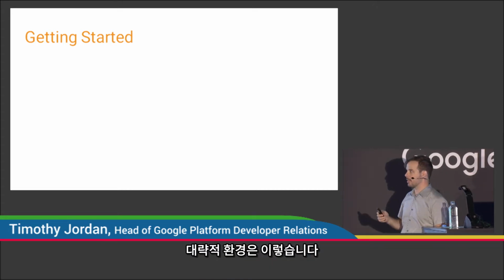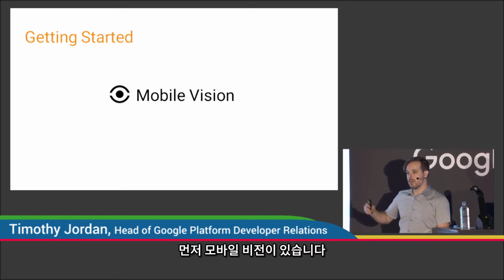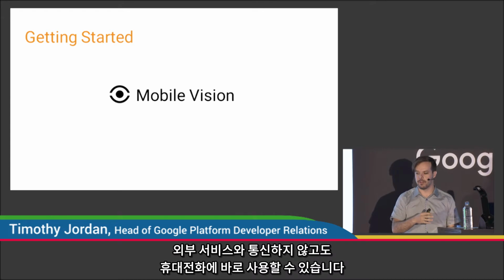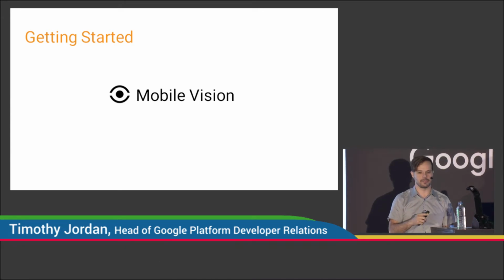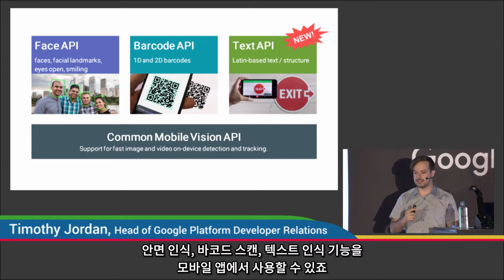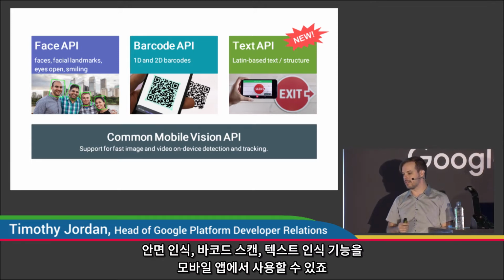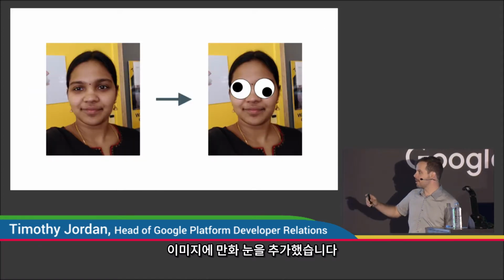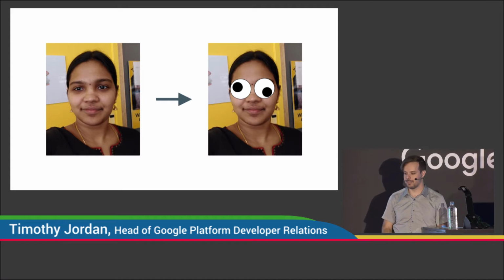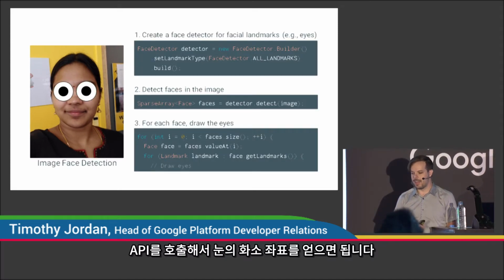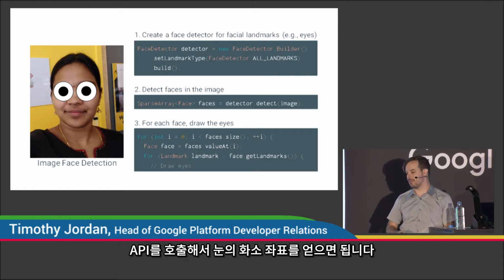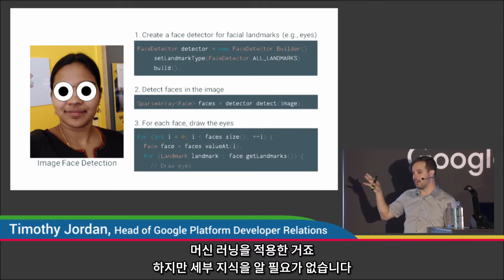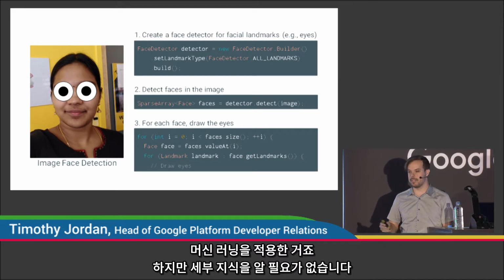And the landscape, it looks like this. First, there's mobile vision. It's ready to go, and it runs locally on the phone without needing to communicate to an external service. You can detect faces, scan barcodes, recognize text, all within your mobile app. Here's an example of adding cartoon eyes to an image. And to do this, it's as easy as calling an API to get the pixel coordinates of the person's eyes. Now, this is powered by machine learning under the hood, but you can take advantage of it without needing to know the details.